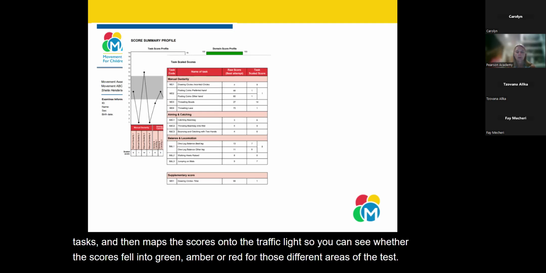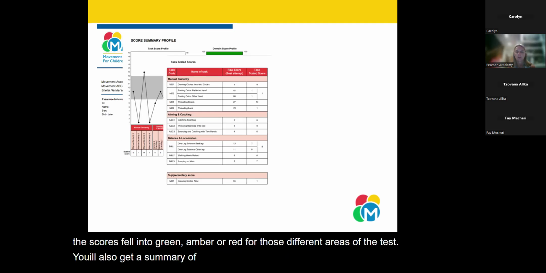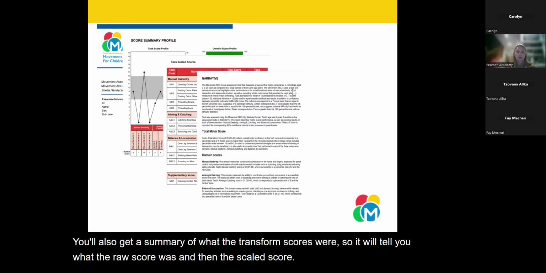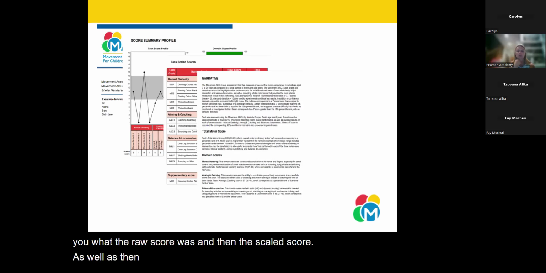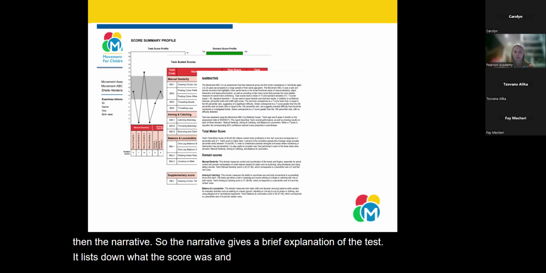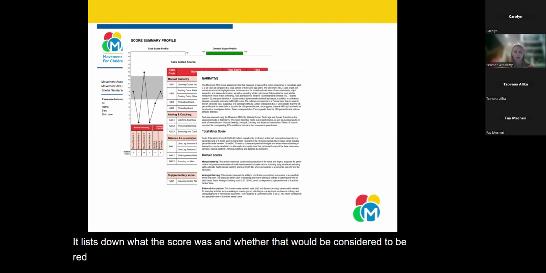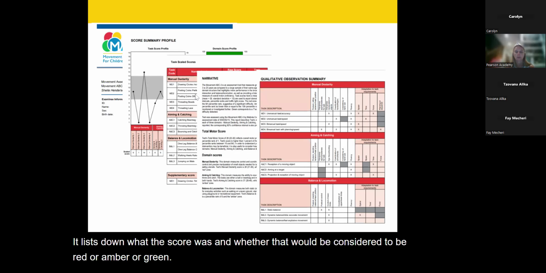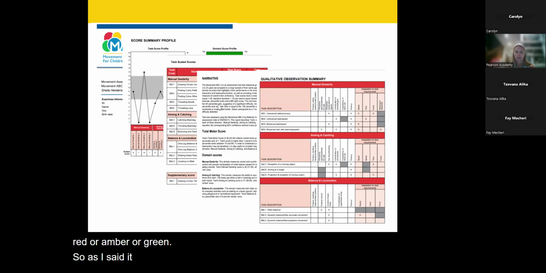You'll also get a summary of what the transformed scores were. It'll tell you what the raw score was, and then the scaled score, as well as the T-scores and the percentiles and things like that. And then the narrative. The narrative gives a brief explanation of the test. It lists what the score was and whether that would be considered to be red, amber, or green. As I said, it can potentially save you time if you're happy to use it as it is.